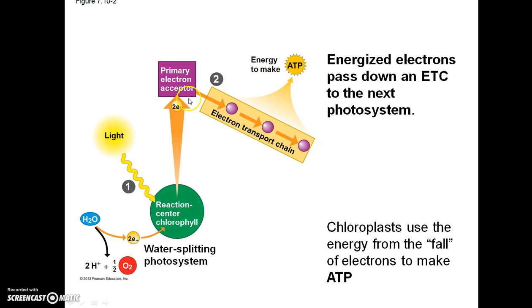After this initial primary electron acceptor grabs an electron, those energized electrons pass down an electron transport chain to the next photosystem. And because of this electron transfer, there's going to be energy available to make ATP. Chloroplasts use the energy from the fall of electrons to make ATP.